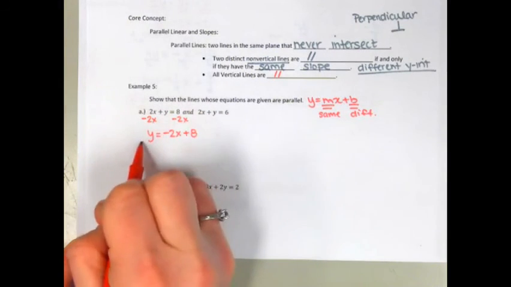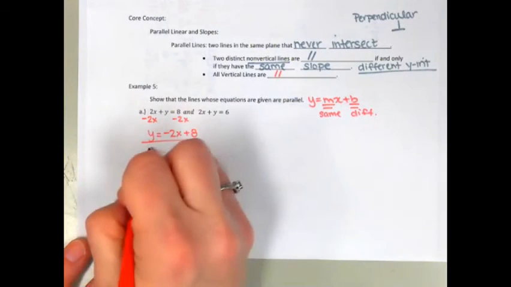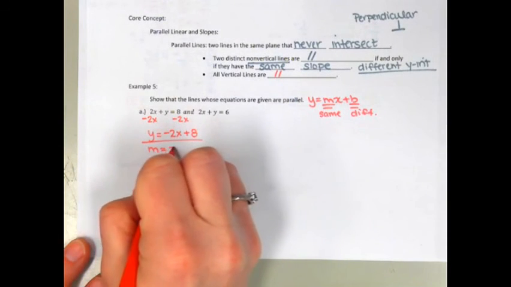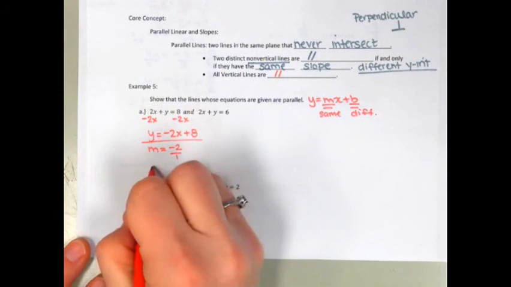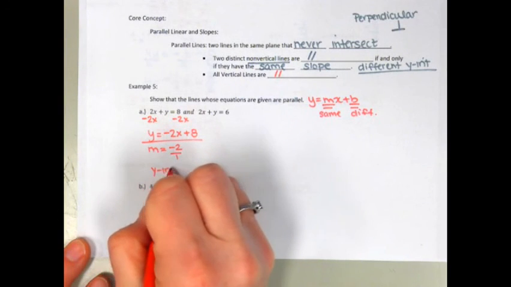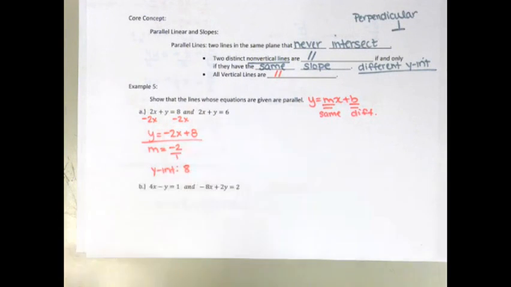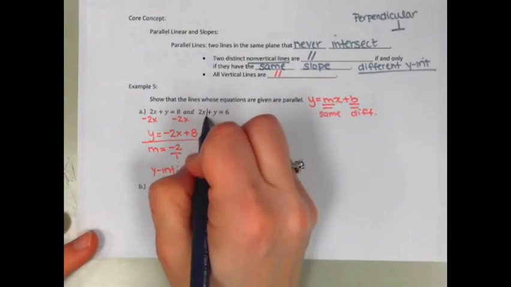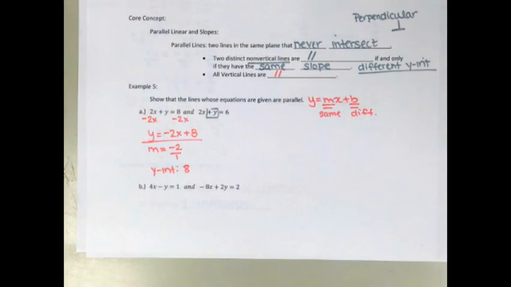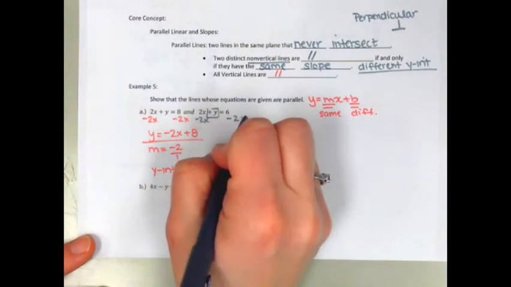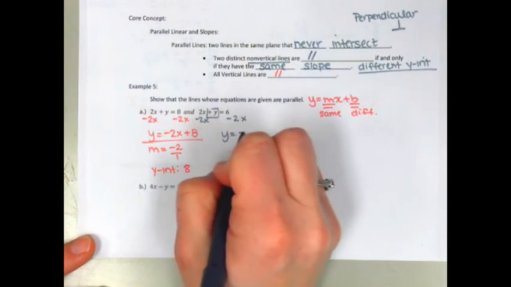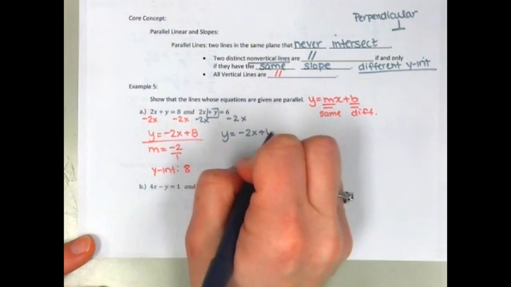Is y solved for that one? Yeah, so what is my slope in this one? Negative 2. And if you put it over 1, that's fine. And what's my y-intercept? 8. Okay. So then we look at the second one. How do I solve for y here? Subtract the 2x again, right? So we get y equals negative 2x plus 6.